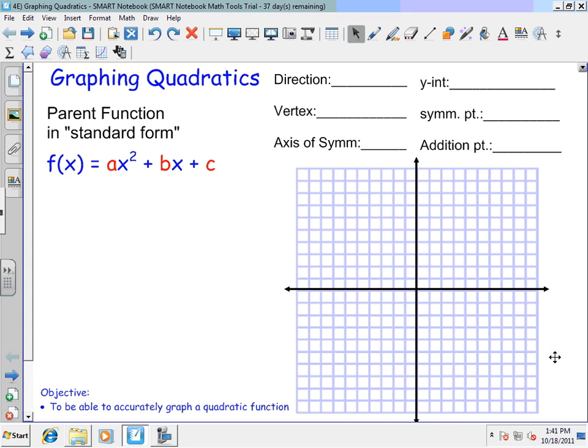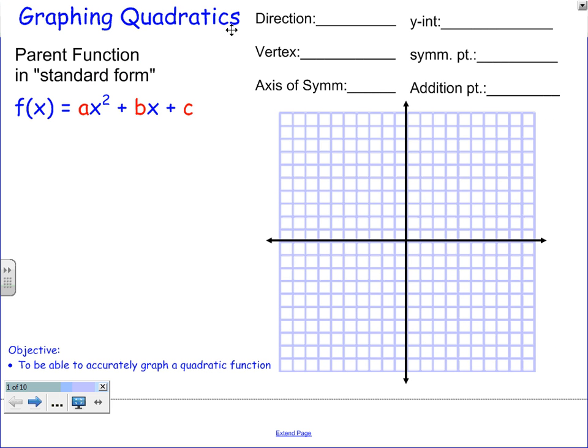Okay, class, what we have here is our next lesson in quadratics. This one we're going to focus on graphing. So our objective, down here in the corner, is really pretty much just to be able to accurately graph a quadratic function. So we want to know the starting point, vertex, the curvature, other accurate points, and so forth.